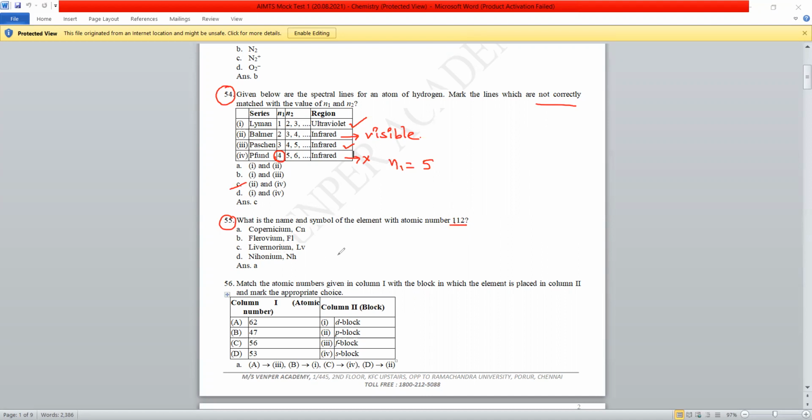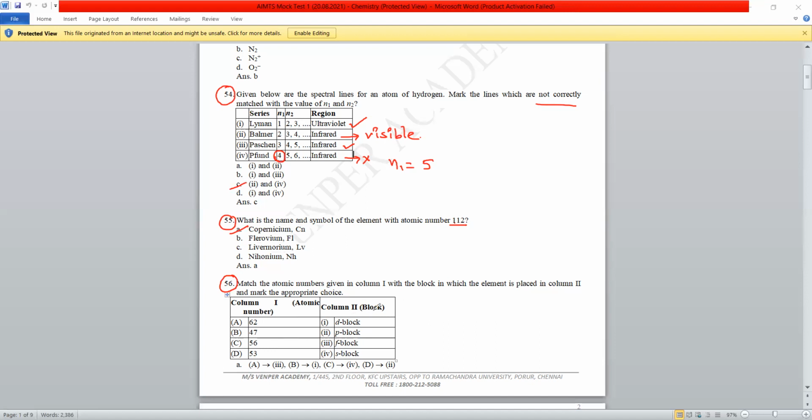Atomic number 112 is a direct question. The element with atomic number 112 is copernicium, symbol Cn. So option A is the correct one. Next, 58. We know 62 very well.